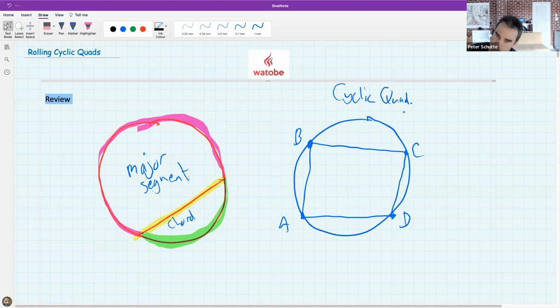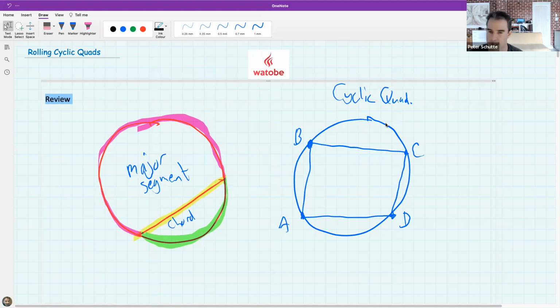And yeah, in order to be a cyclic quad, you have to be able to put a circle through all 4 points where the points fall on the circumference. Just give me a thumbs up if that makes sense to you guys, what a cyclic quad is. Give me a thumbs down if that's a bit confusing. Okay, so a little bit unsure there.